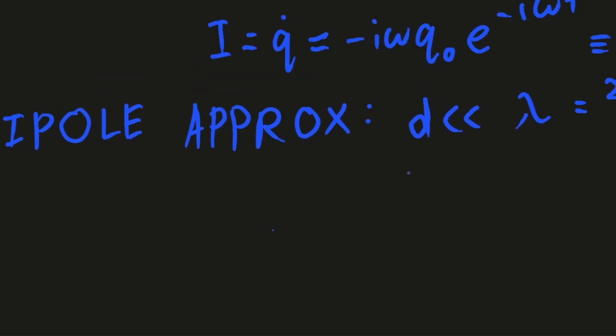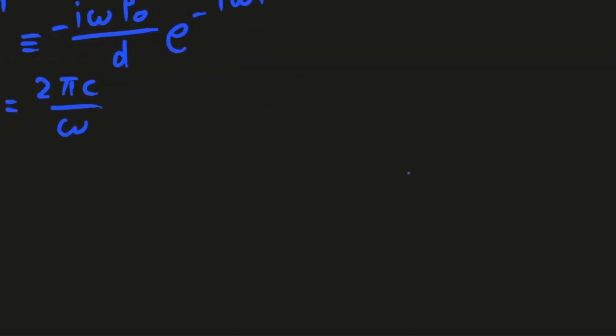Now with the dipole approximation, we can say that from our previous expression, the vector potential is equal to mu naught over 4 pi.